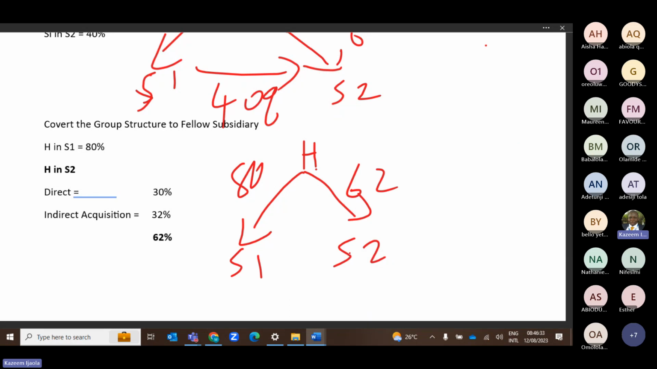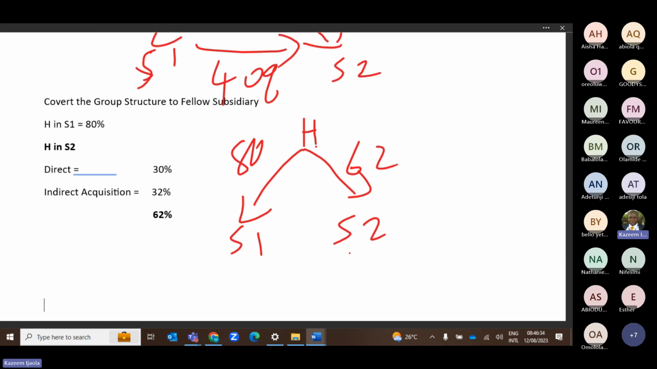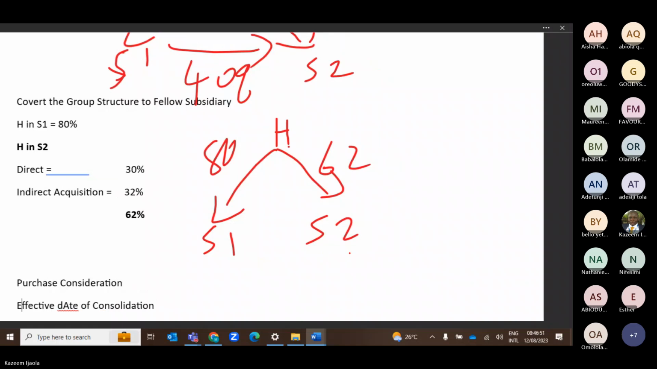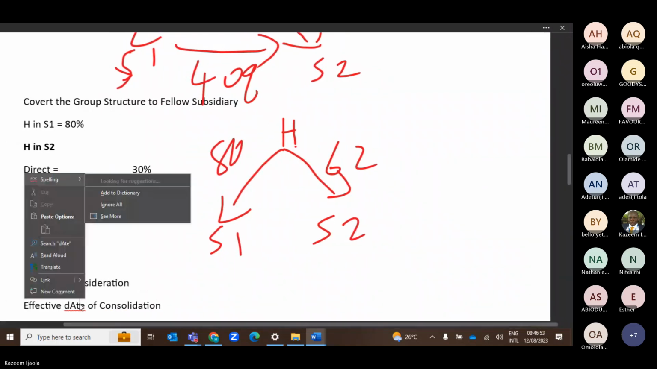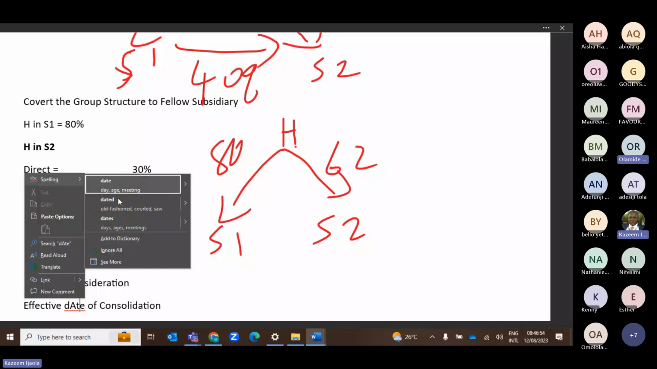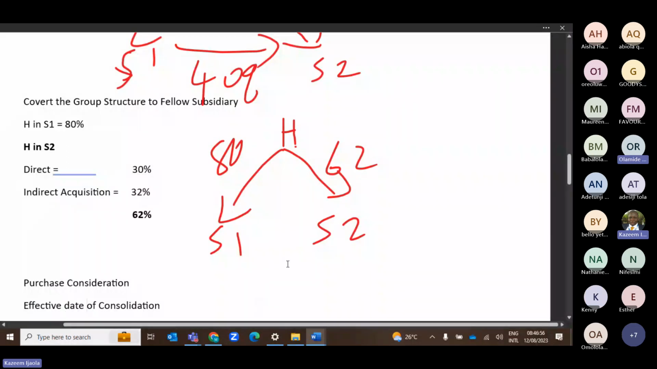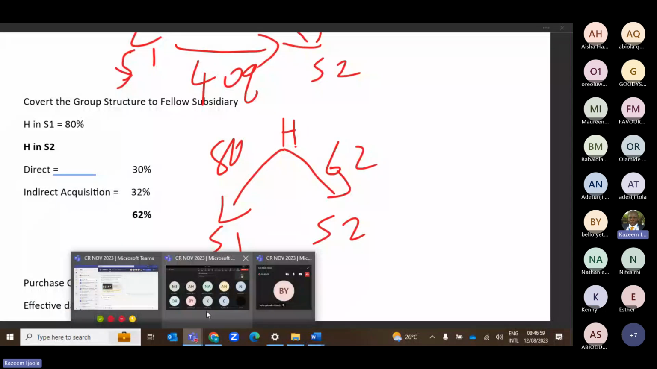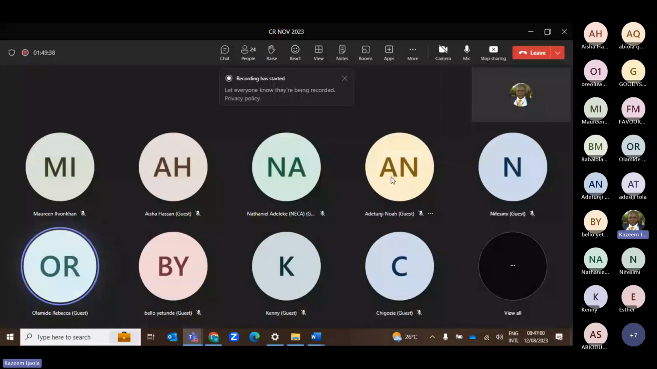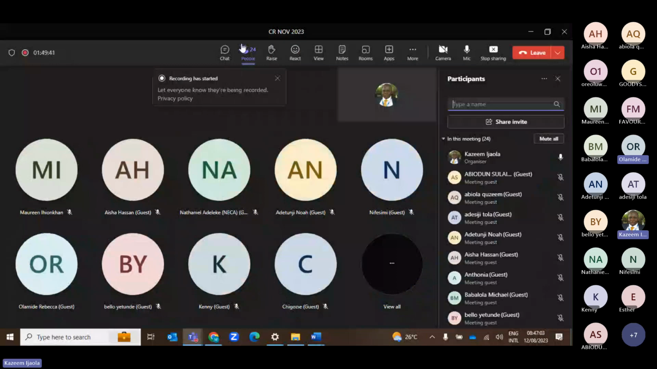Before I move on, I want to discuss two more principles. Number one is how to calculate purchase consideration. And number two is the effective date of consolidation. So we need to discuss those two things. I want your questions before I move on. Please tell me any issue. Do you require further clarification? Yes. Before I move on, ask me.